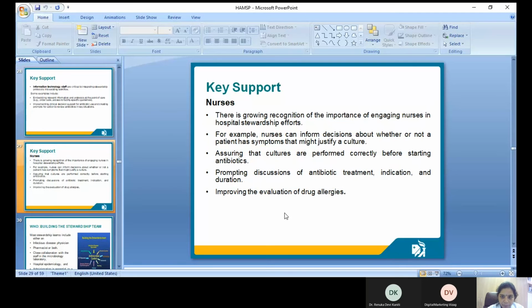And nurses also have a key role in the antimicrobial stewardship program. For example, nurses can inform the provider whether or not the patient has symptoms that might justify a culture, ensure that cultures are performed correctly before starting antimicrobial therapy, and prompt discussion of antibiotic treatment indication, duration, and evaluation of any drug allergies.